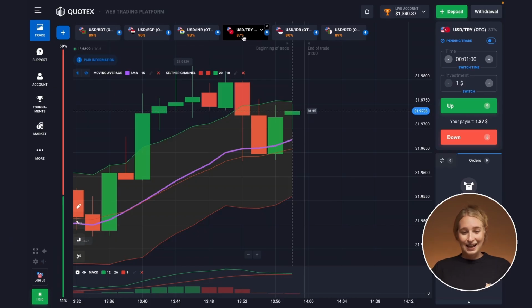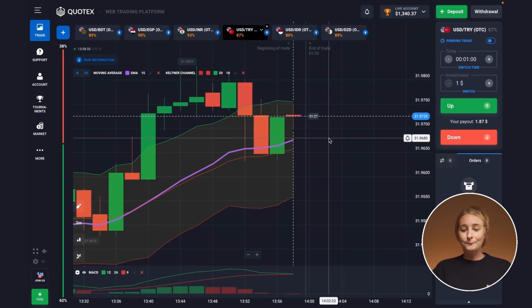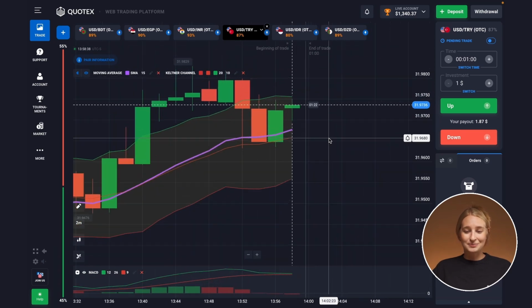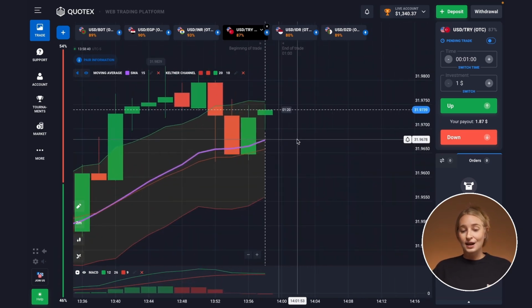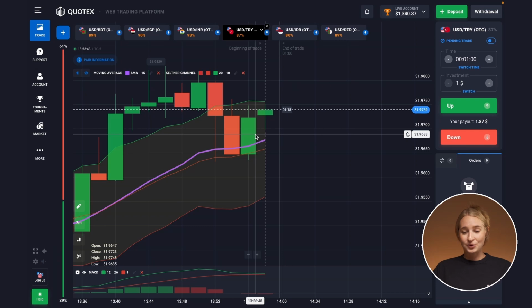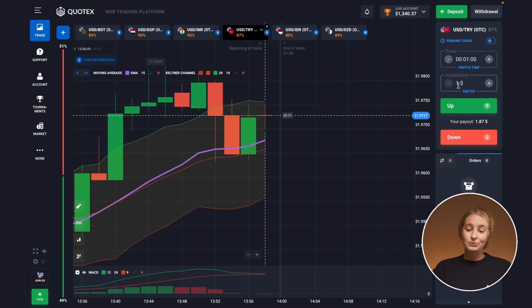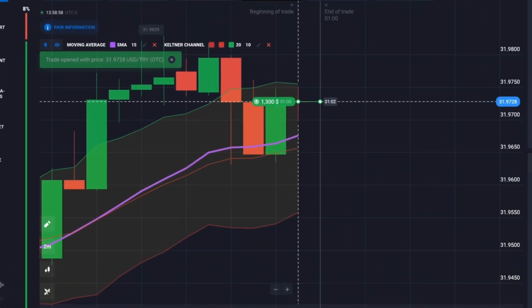So American dollar and Turkish lira. The situation is a bit similar to the previous one, but still we're working with pretty long candlesticks, and some of them have pretty long wicks. That's because we need to be cautious about that. But anyway, I want to challenge myself in this situation also. Let's have a moment with our $1,300, and I will check the situation with the call option.